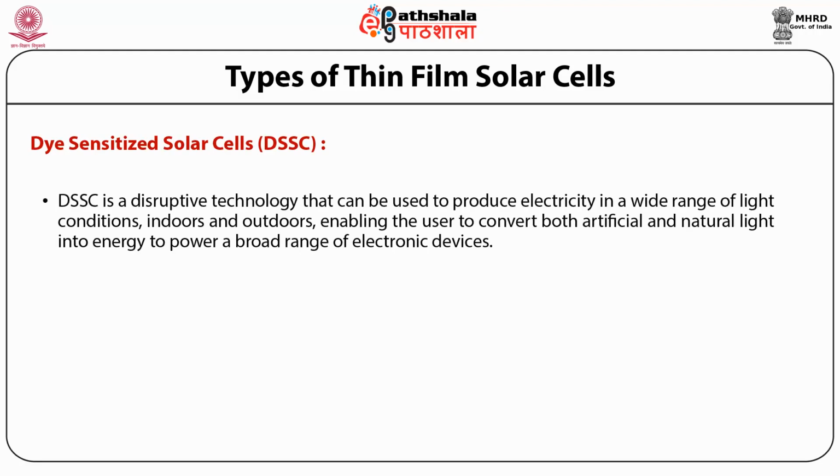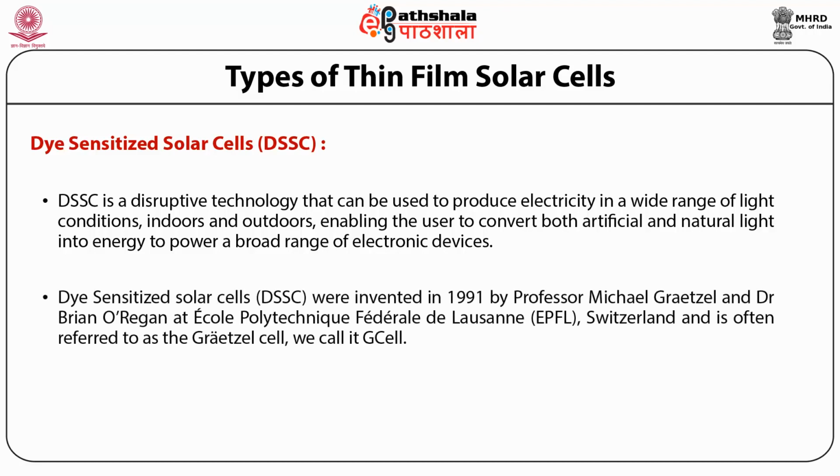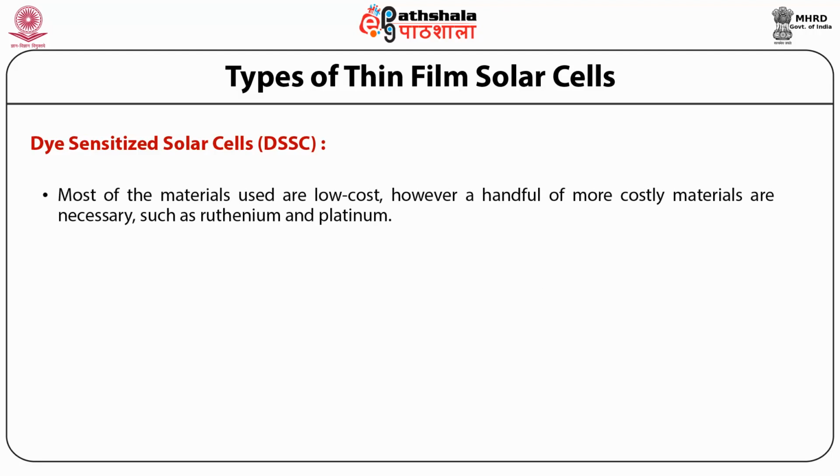DSSC is a disruptive technology that can be used to produce electricity in a wide range of light conditions, indoors and outdoors, enabling the user to convert both artificial and natural light into energy to power a broad range of electronic devices. Dye-sensitized solar cells were invented in 1991 by Professor Michael Grätzel and Dr. Brian O'Regan at École Polytechnique Fédérale de Lausanne, Switzerland, and are often referred to as Grätzel cells, or G cells. Most of the materials used are low cost.